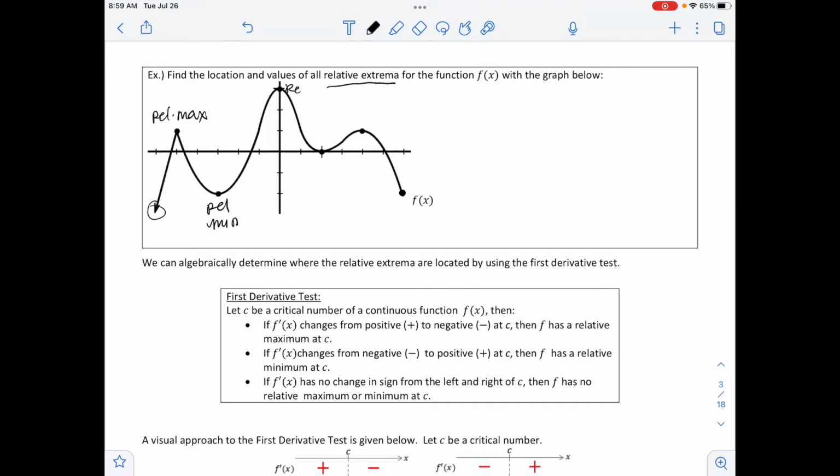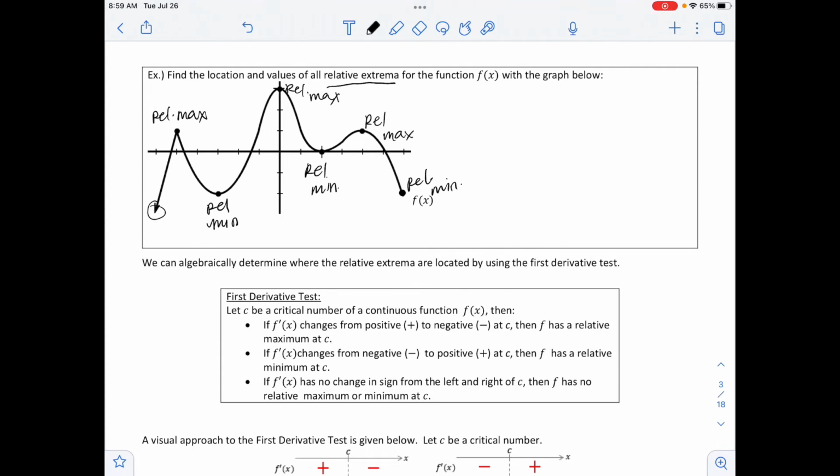We have a relative max. And just labeling these. And again, your relative max would be like the top if you think of it as like a mountain peak. And then this last one that we have is going to be, since it's at a bottom and decreasing to get to that, we're going to call this one a relative min.